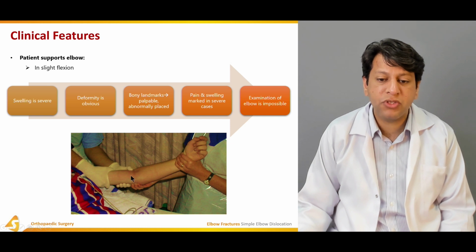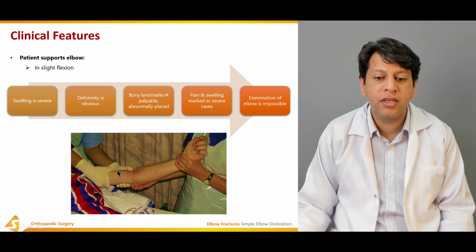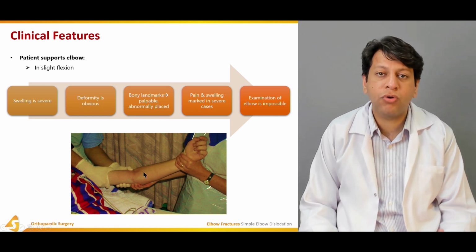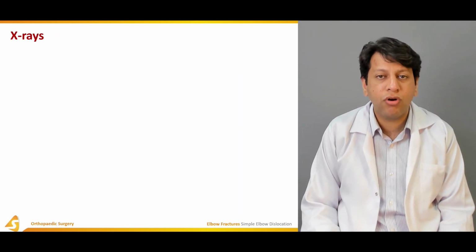This is the method which is being used to reduce the elbow joint. You keep it at 80 degrees, apply traction under general anesthesia, and a closed reduction maneuver can be done in the case of simple dislocations. How do we diagnose it?